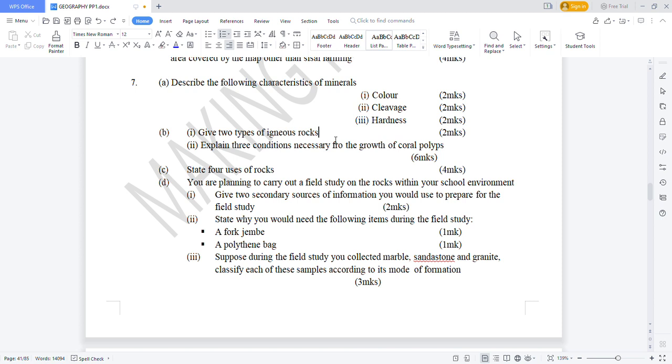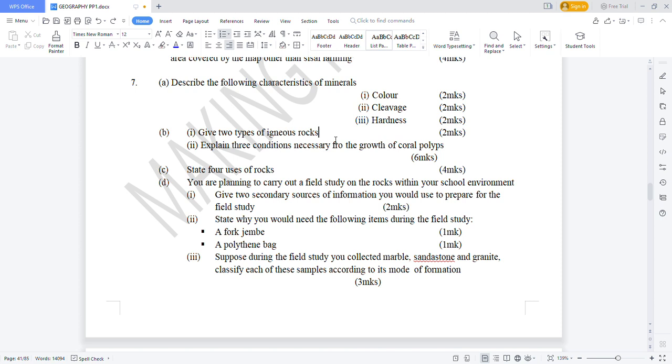2007, Paper 1 Geography, Section B. As you know, Section B, Question 6 is always map work. I am working on a way to ensure that I also give you map work as we do them practically. Meanwhile, let's go to question 7.